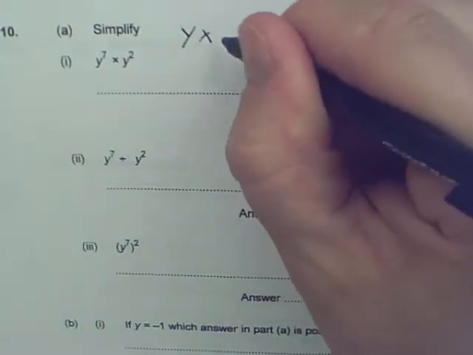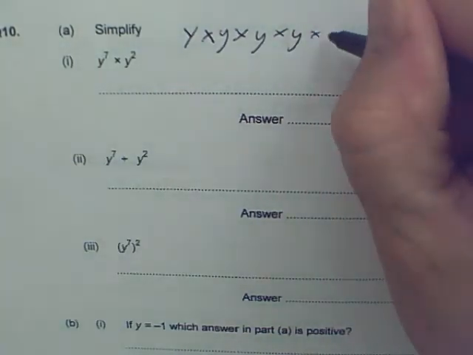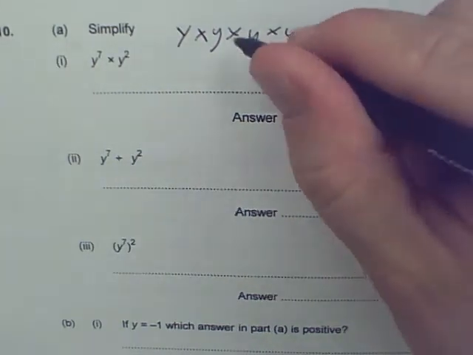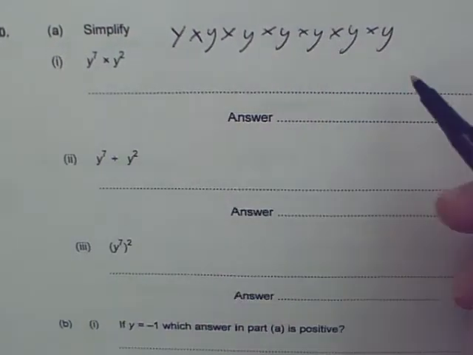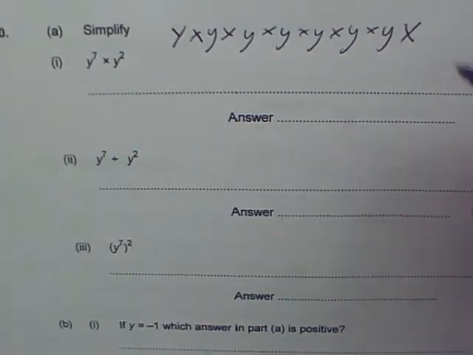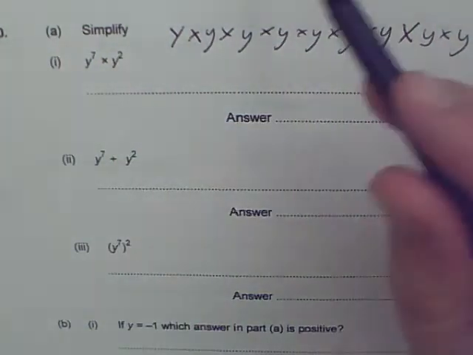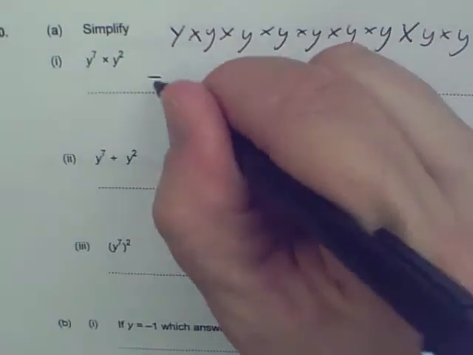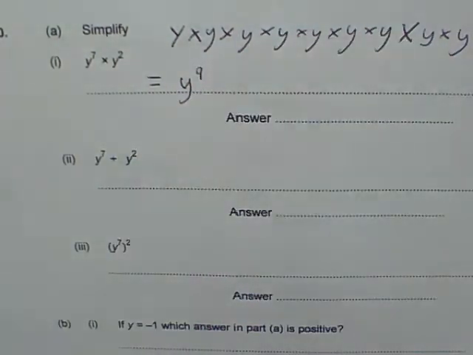is simply 1, 2, 3, 4, 5, 1, 2, 3, 4, 5, 6, 7 lots of y multiplied by itself, multiplied by y multiplied by y, multiplied by itself twice. So that's just y multiplied by itself 9 times. So equals y to the power of 9.